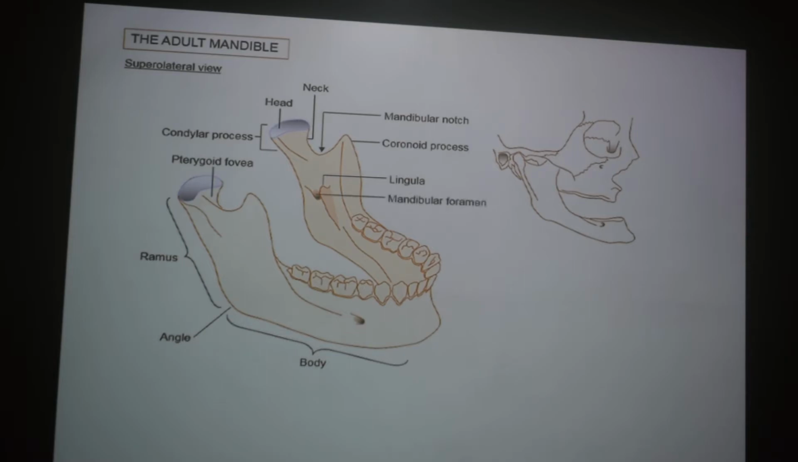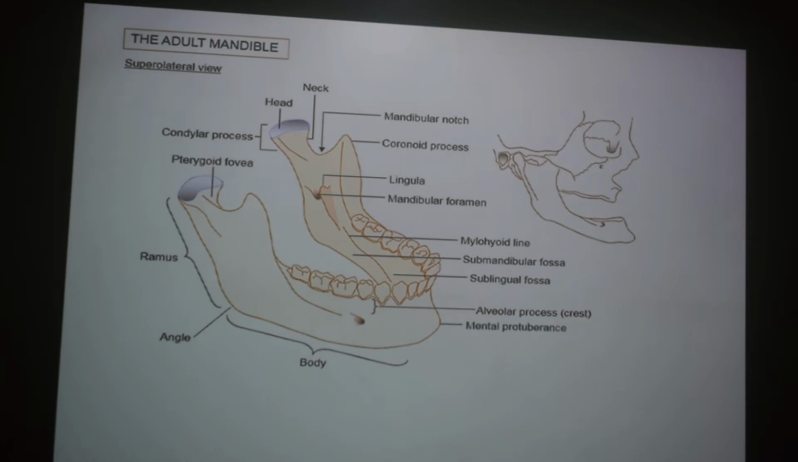This is the mandibular foramen, which gives entry to the inferior alveolar nerve and inferior alveolar artery, which supply the lower teeth. You can see this mylohyoid line, which gives attachment to the mylohyoid muscle, which forms the floor of the oral cavity. This is the submandibular fossa. The submandibular fossa lodges the submandibular gland, and this is the sublingual fossa, which lodges the sublingual gland. And these are the alveolar processes of the mandible.